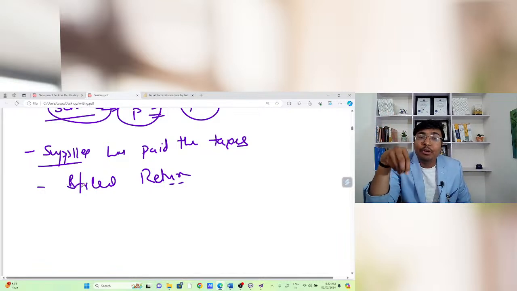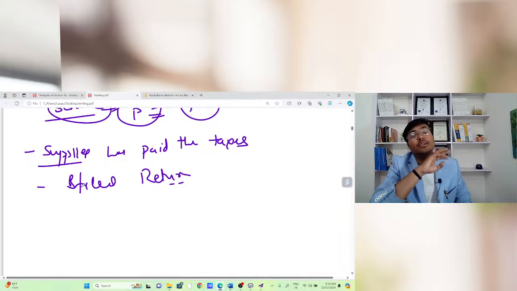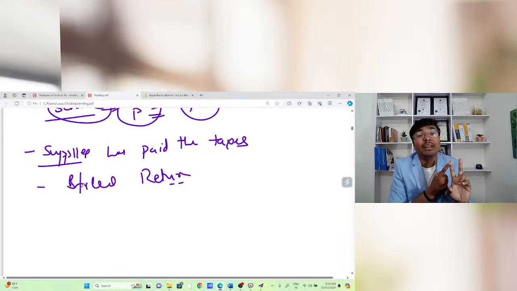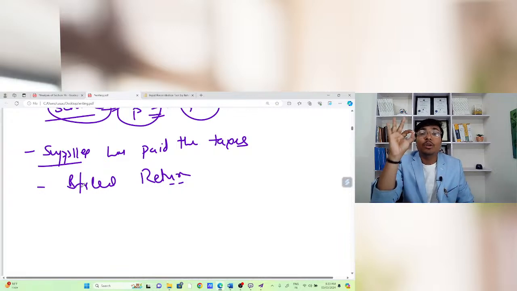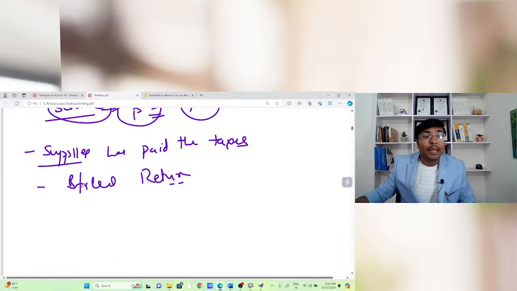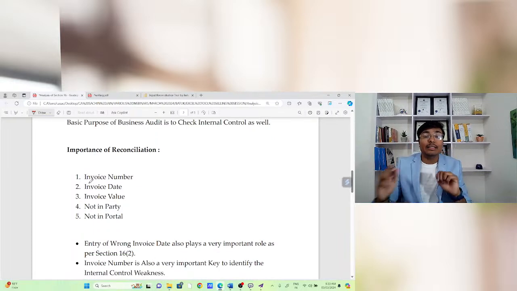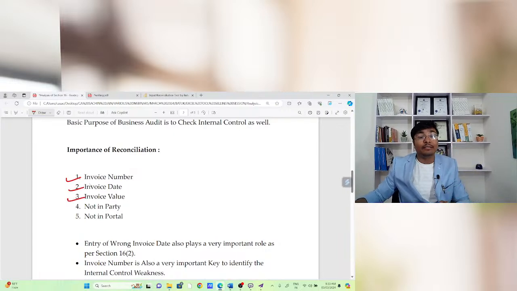And in all these types of conditions, the most crucial condition from the input reconciliation is your invoice date, invoice value, invoice number, and the reflection in GSTR 2B on the correct date, in the correct month. That is the point. Okay, so when we do the reconciliation of input tax credit, we just need to prepare the reconciliation from the invoice number perspective, invoice date perspective, invoice value perspective. Not party-wise and not from the portal perspective.